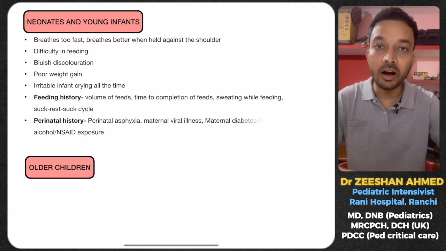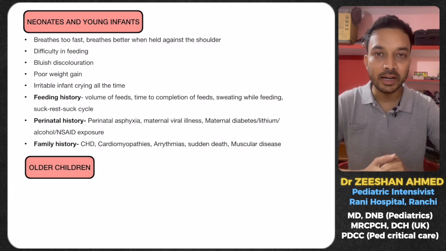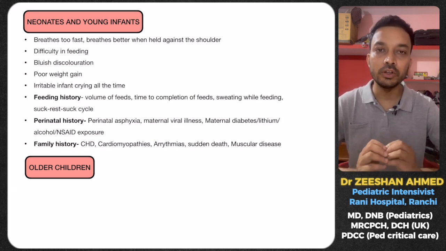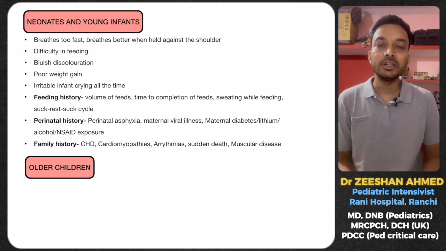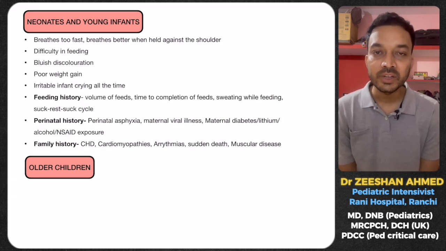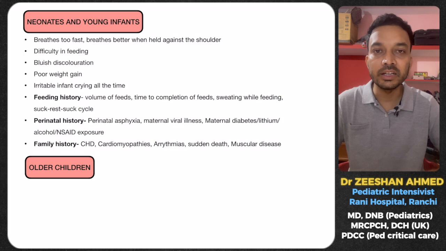Points to be asked about in the history, especially important is the feeding history. We should know the volume of feeds and the time to completion of feeds. If the volume taken is very low and the time to completion is very long, then it might be due to heart failure. And if the child is sweating a lot during feeding and there is a suck cycle present, like the child is very hungry, starts sucking, then gets tired, leaves the breast, and after some time starts sucking again, and this cycle continues. It is known as suck cycle. If this history is present, it might be due to heart failure.